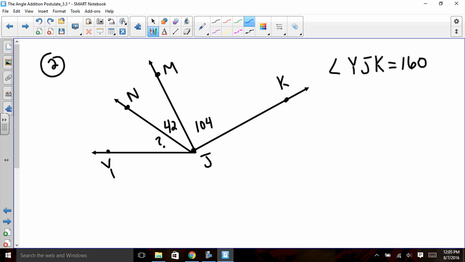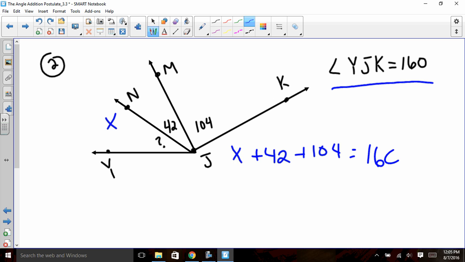So let's see what we need to know. Well, it looks like we have a question mark on angle YJN. So we're going to call that our unknown, and we're going to call that x again. Why? Because x is just one of those variables we always use, and it's not named in any of my diagram, so I can go ahead and use it. I don't want to confuse myself by throwing in the same letter twice. So we want to find that unknown piece. So we're going to go ahead and take my unknown piece plus the second angle, which is 42, plus the third angle, which is 104. And it's telling me over here up to the right that that whole big angle YJK must be 160 degrees.